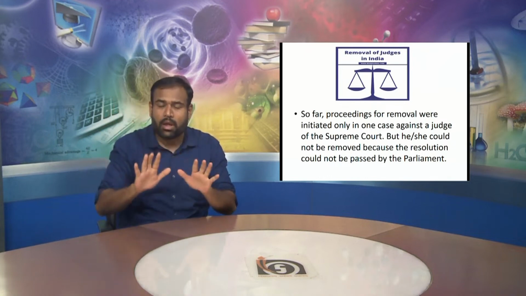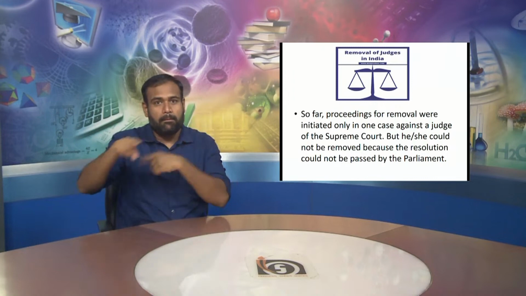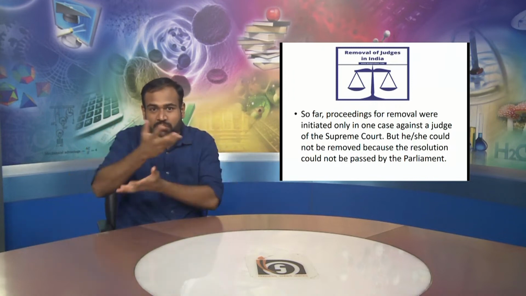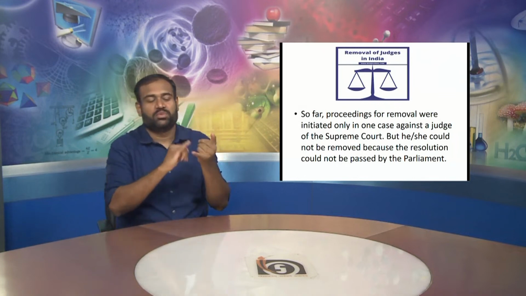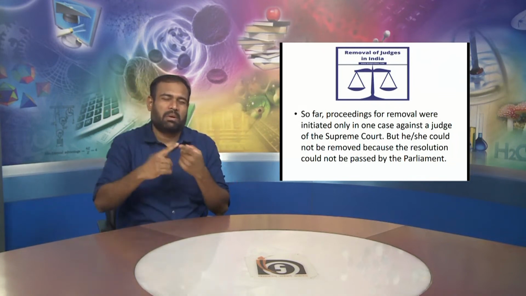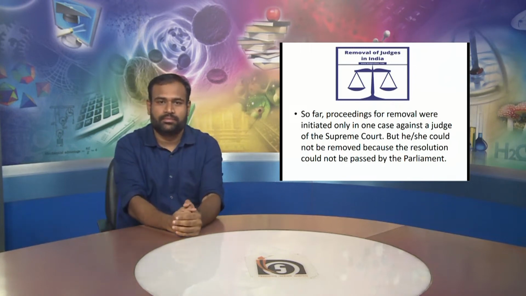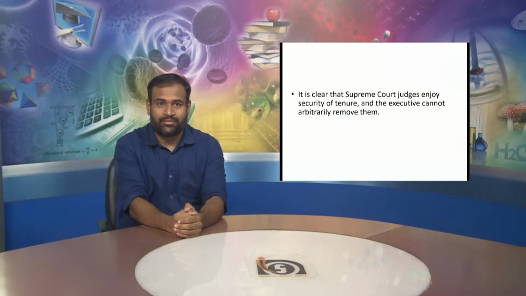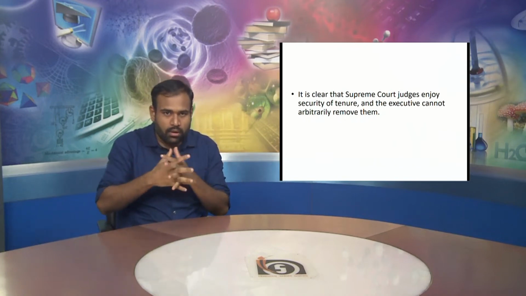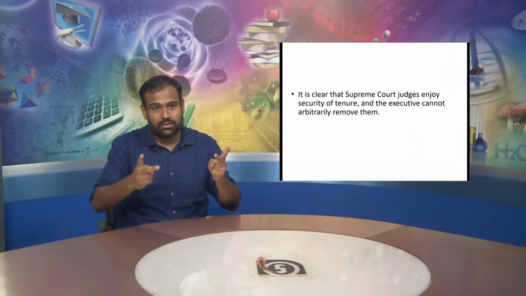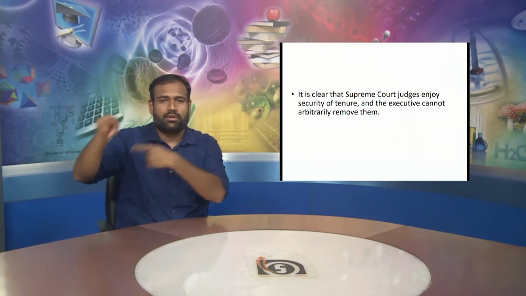So far, proceedings for removal were initiated only in one case against a judge of the Supreme Court. But he or she could not be removed because the resolution could not be passed by the Parliament. It is clear that Supreme Court judges enjoy security of tenure and the executive cannot arbitrarily remove them.